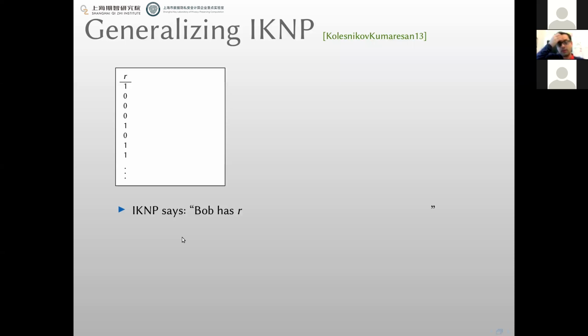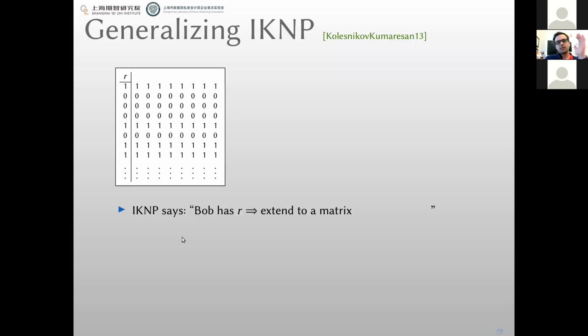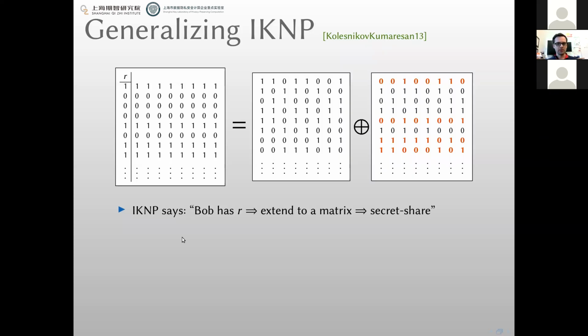There's a way to think about the IKNP protocol in terms of error correcting codes, which I think is interesting. This perspective on IKNP is due to Kolesnikov and Kumaresan. This is a Crypto 2013 paper. So once again, let's look at the IKNP protocol. Bob has his choice bits for every OT instance. The protocol says he should extend these choice bits into a matrix, so every row is either all ones or all zeros. And then he should secret share that matrix.